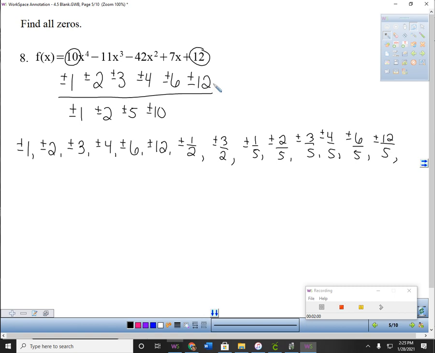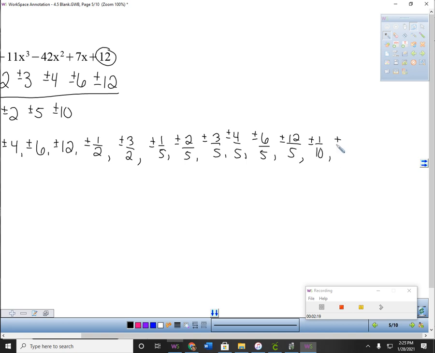Then we have to take everything on top and divide it by 10. So you have 1 divided by 10, 2 divided by 10, but 2 divided by 10 is 1/5, and we already have that, right? 3 divided by 10, 4 divided by 10, but that would be 2/5, and we have that already. 6 divided by 10, that would be 3/5, and we already have that. And then 12 divided by 10 would be 6/5, and we already have that.